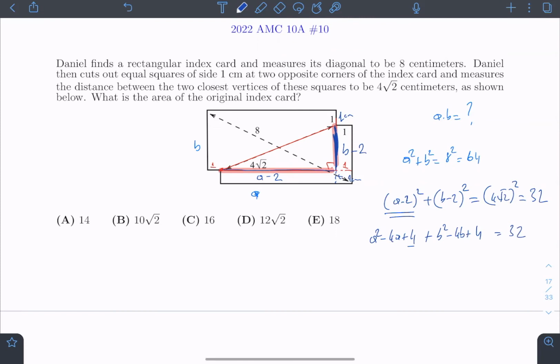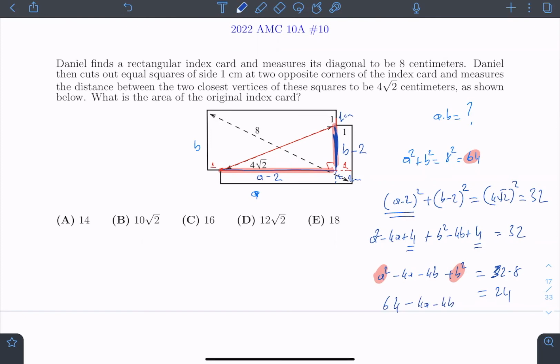If we take the plus 4 and plus 4, which is plus 8, we're going to have A squared minus 4A minus 4B plus B squared is equal to, if we subtract 8 from both sides, 32 minus 8, which is 24. And if we substitute, we know A squared plus B squared is equal to 64. It's going to be 64 minus 4A minus 4B is equal to 24.